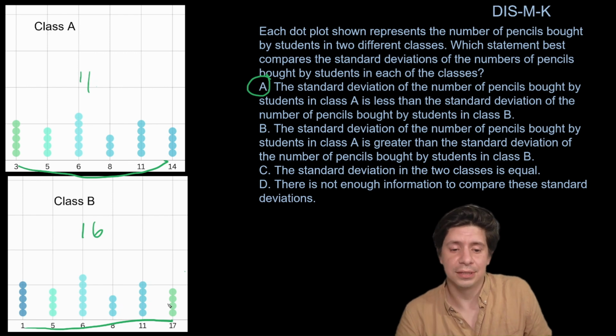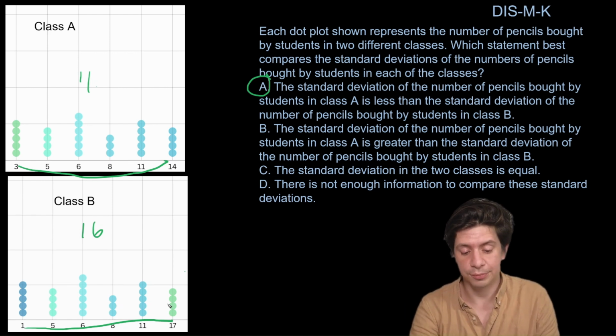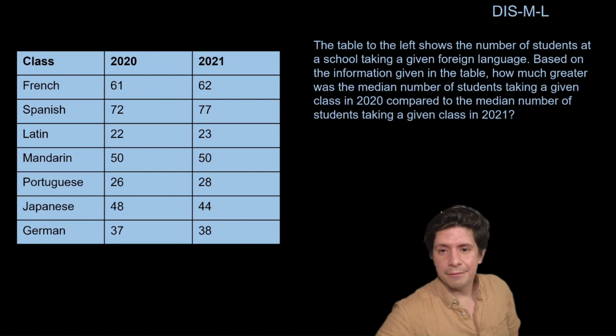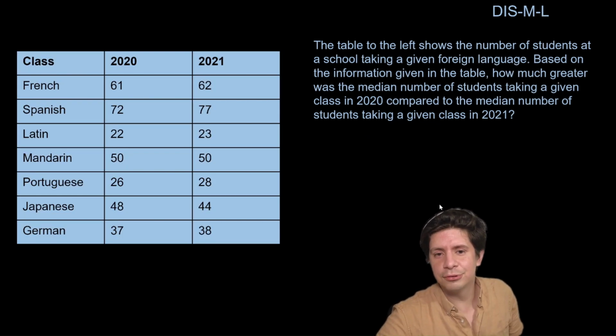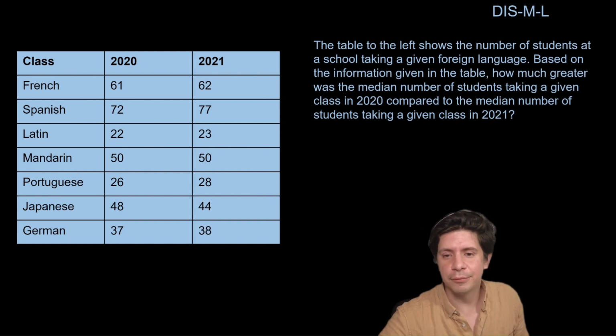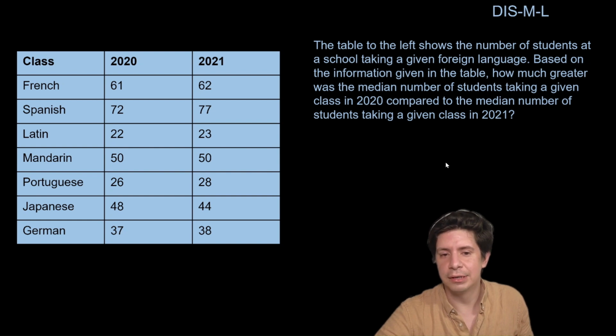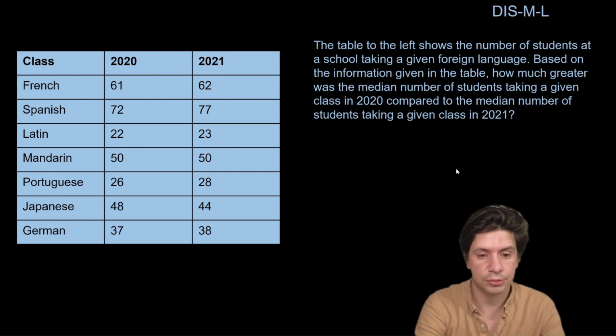So if you have questions on this one, let me know. It gets more conceptual here, but again, the math itself isn't too crazy. Now we have this one here. The table to the left shows the number of students at a school taking a given foreign language based on the information given in the table. How much greater was the median number of students taking a given class in 2020 compared to the median number of students taking a given class in 2021?